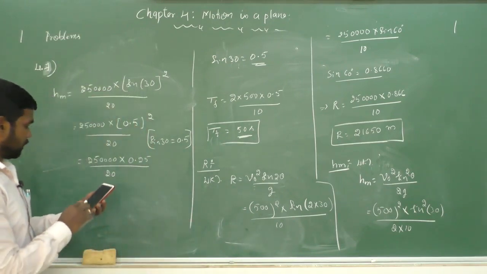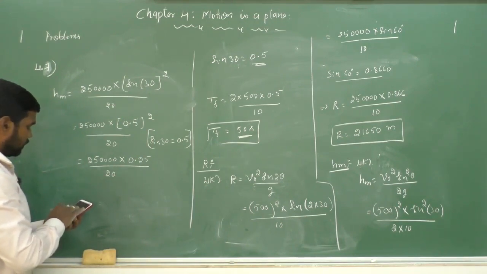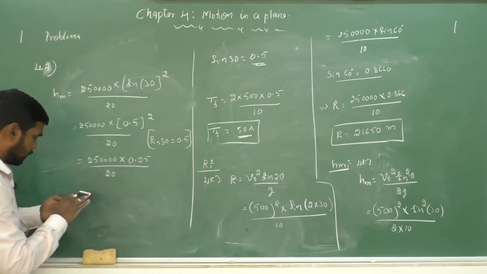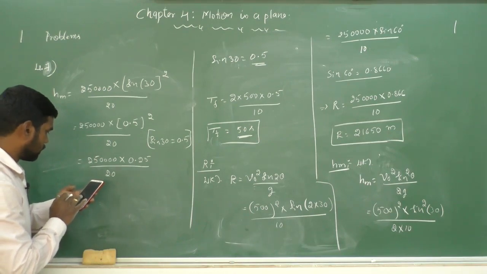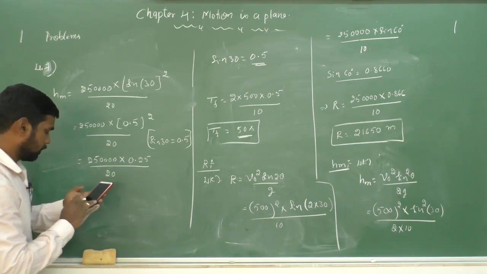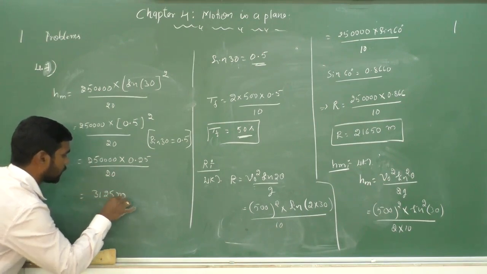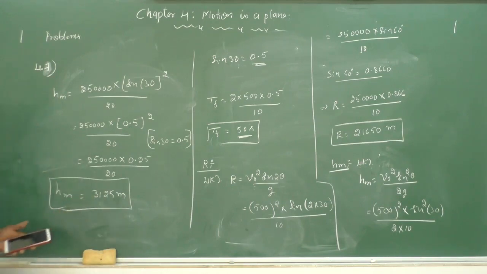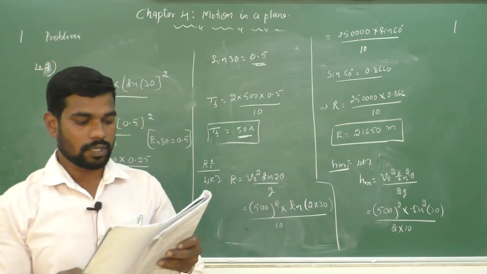Okay, calculator. 250,000 into 0.25, divided by 20. So 3125, and that one is the HM value. 3125 meter. So the answer which is given here is 3125 meter.